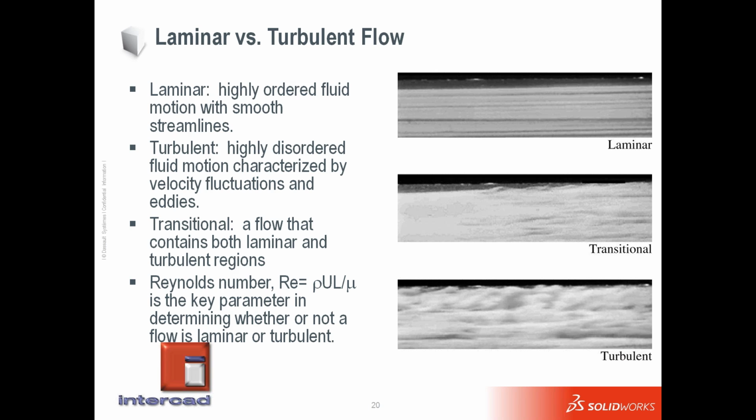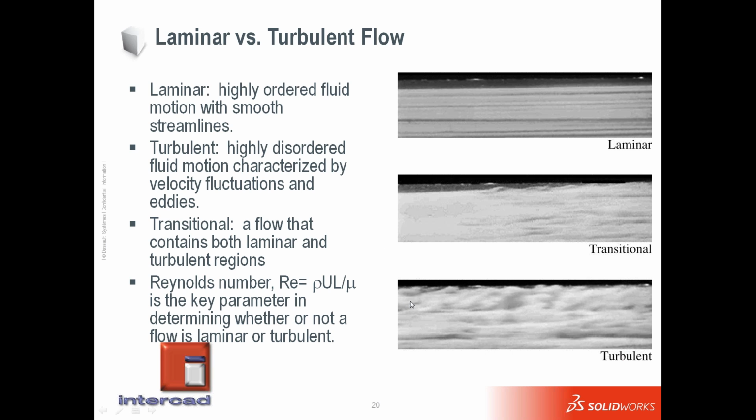And the last classification of the fluid is laminar versus turbulent flow. Laminar flow, as you can see in the first picture here, is highly ordered fluid motion with smooth streamlines. You can see all the streamlines are parallel and the flow is moving very smoothly.